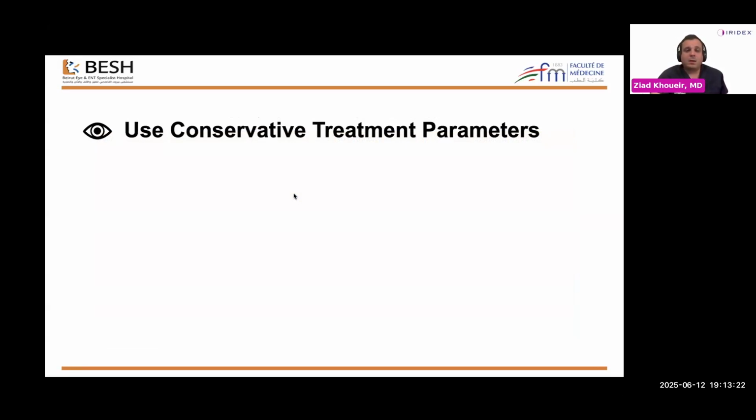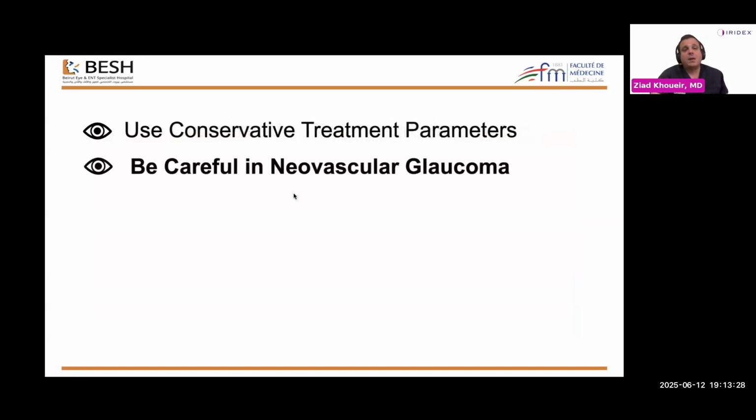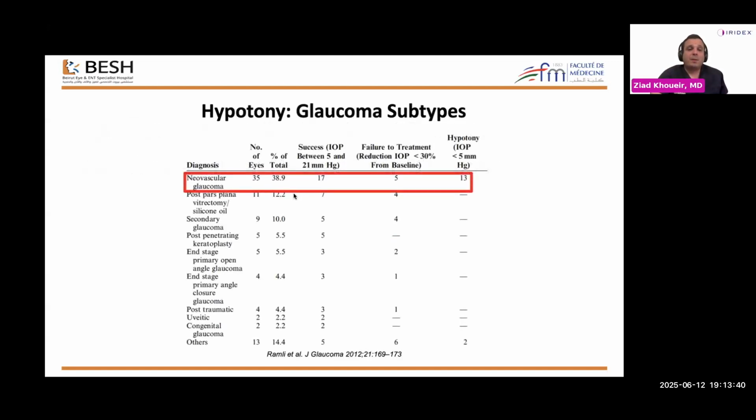Be conservative because hypotony can be irreversible and it's one of the main complications, especially in patients with neovascular glaucoma. We know that the majority of indications of diodes in our clinical practice are patients with neovascular glaucoma, and those patients are at a higher risk of developing hypotony when compared to other glaucoma subtypes.